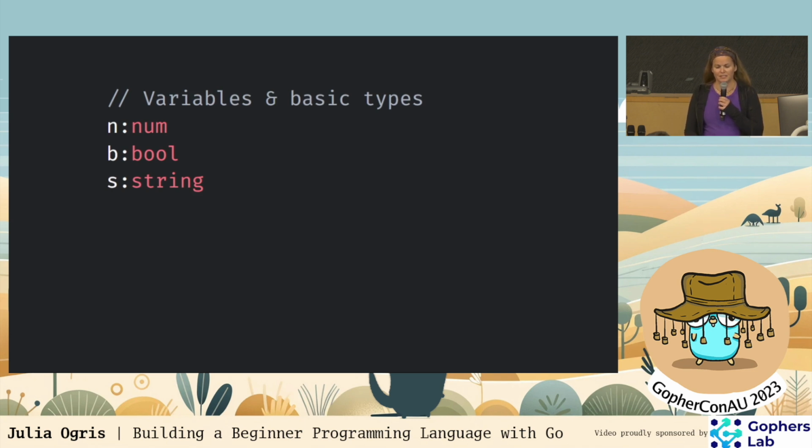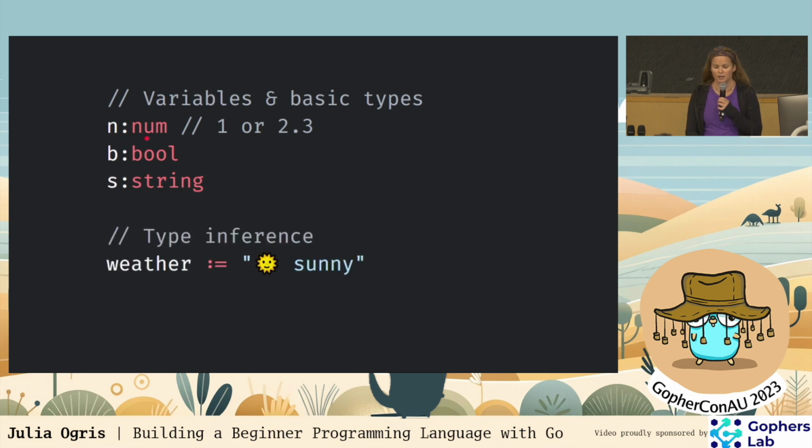There are 3 basic types, num, bool, and string. Num, like JavaScript, is an integer or a floating point number. So the variable declaration is variable name followed by a literal colon and then the type. There is type inference. So here we've got a weather variable of type string with the value sunny.